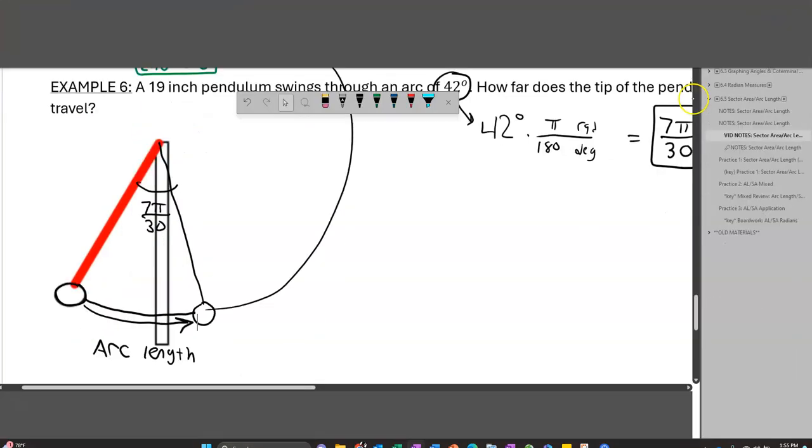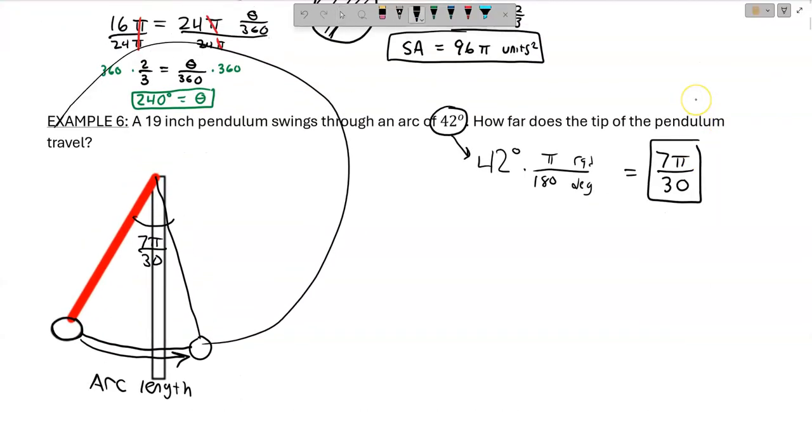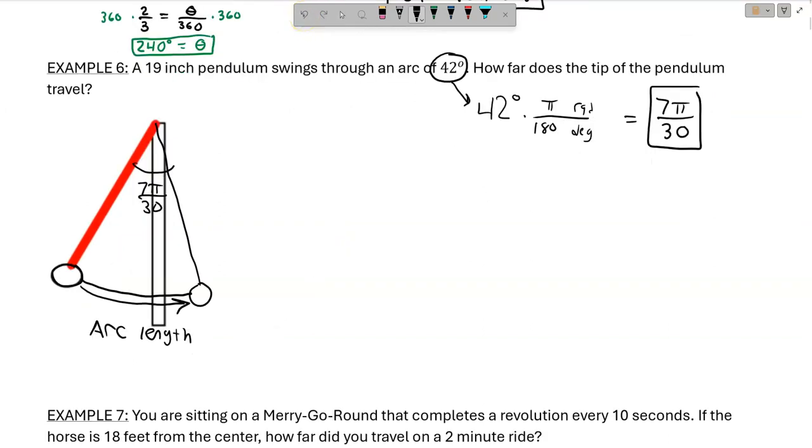Let's go back to full screen. As I was drawing outside of that, we would create something like that. But we only are swinging it 45 degrees. So we're going to use our new arc length formula, which is r theta. And so my radius here is 19 inches. That's the length of the pendulum here.